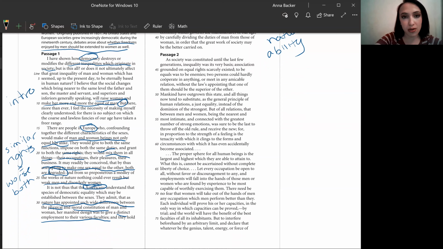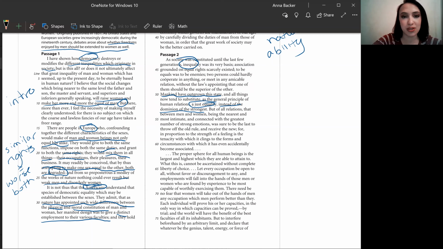Right away, we start out with this word inequality, super important. So, this whole part in the beginning, they're talking about we've had all this inequality, but mankind has outgrown this state. How great, how lovely. And if we can keep reading, we find out that we now have a just equality instead of the dominion of the strongest. So great, mankind is making strides away from inequality.